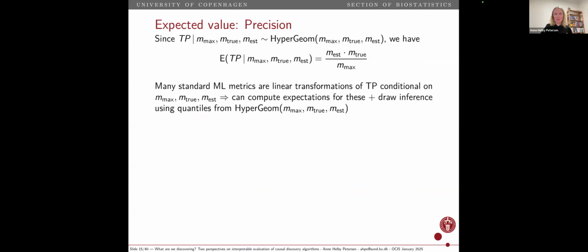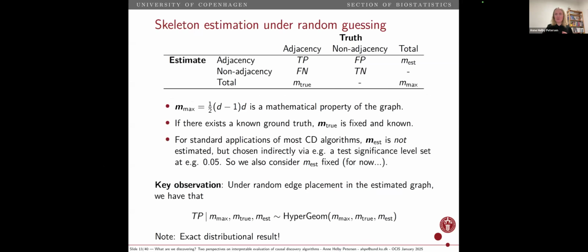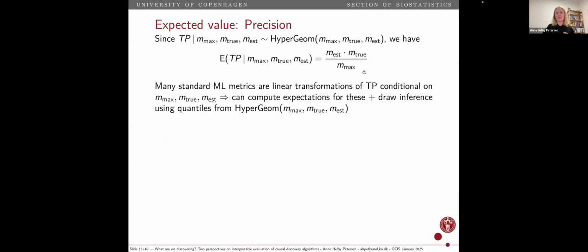Okay, so what else can we do? We can also compute the expectations of some of the different metrics that we get from this confusion matrix. We looked at the precision before. If we look at that, we can use the fact that we know what the expectation of the true positives is because they follow this distribution. So we have a formula for that. And since many of these different machine learning metrics are just linear transformations of the true positives when you condition on those things, you can compute expectations for them. You can also draw inference by using the quantiles from this distribution.